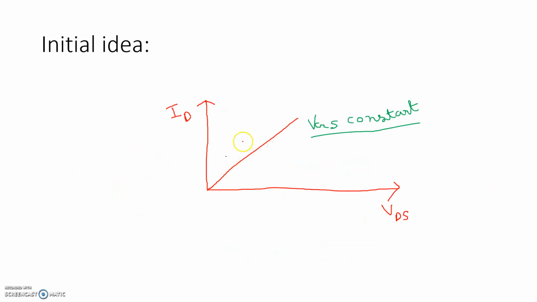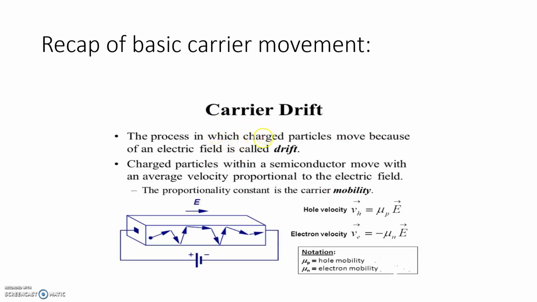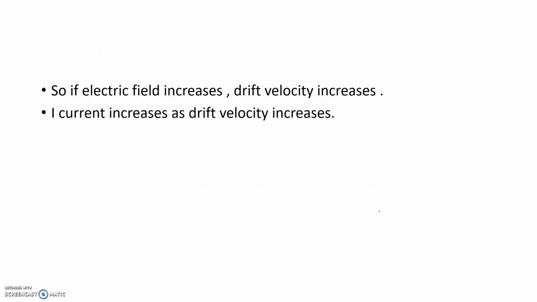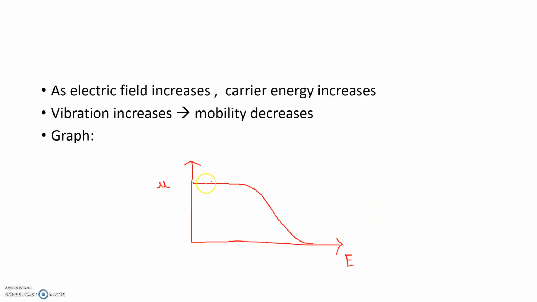Let me summarize this. The initial idea was this one: for constant VGS we got an almost linear kind of graph. Then we have seen carrier drift, where we got these two relations, Vd equal to mu p into E or Vd equal to minus of mu n into E. We got the velocity proportional to electric field initially, but later we found out that in semiconductors, as we keep on increasing the electric field, after a certain amount of increment the velocity saturates, because at a very high value of electric field, the mobility decreases. We have already discussed all these things.